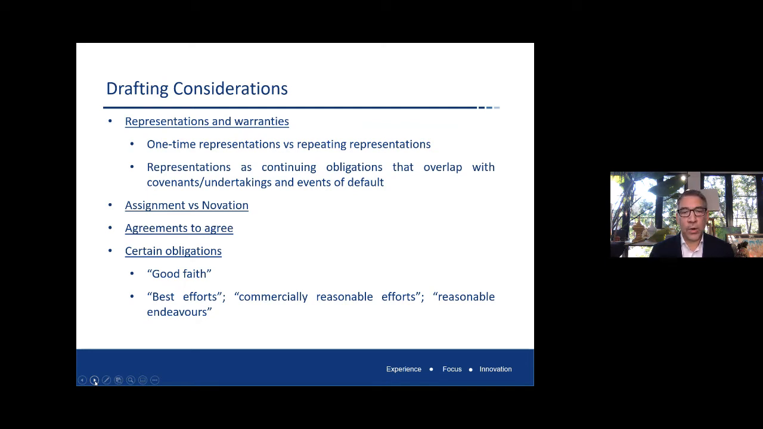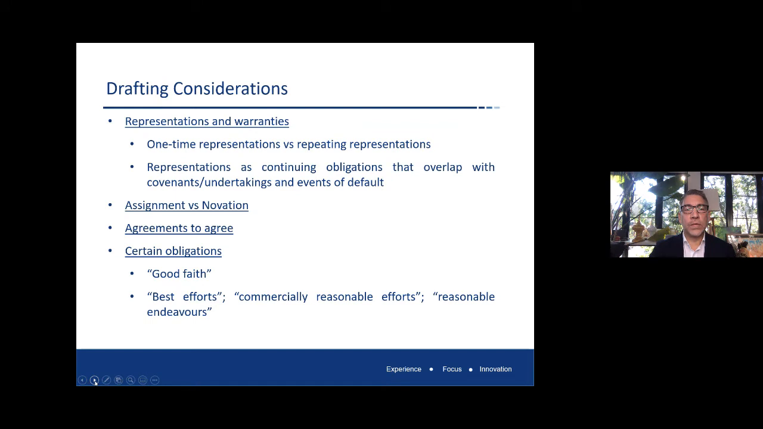Under English law, however, such agreements to agree have traditionally been held to be void for uncertainty, and therefore we point out that these could potentially be unenforceable, and so you will want to be careful about including them in your agreements. I mentioned negotiations in good faith.